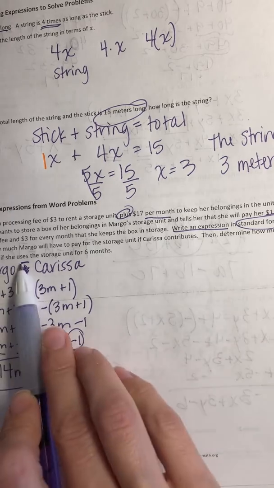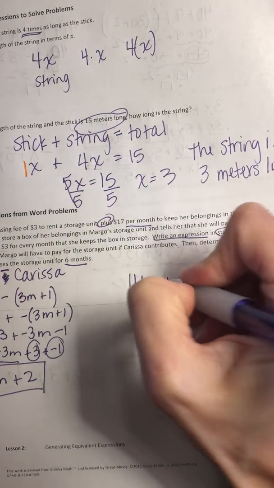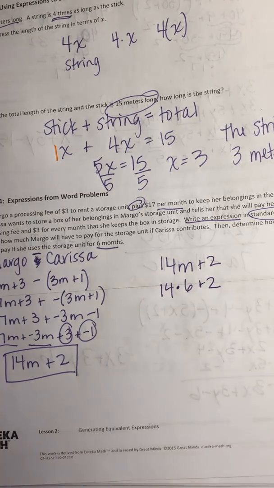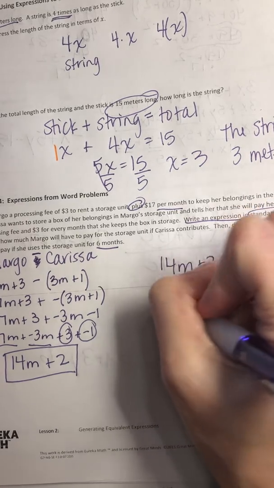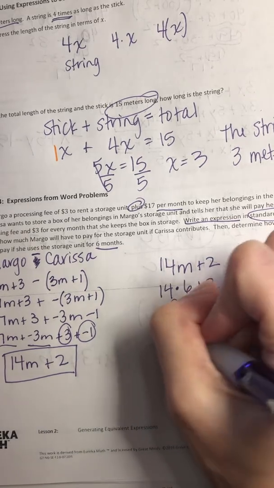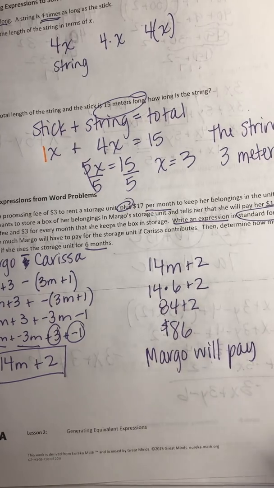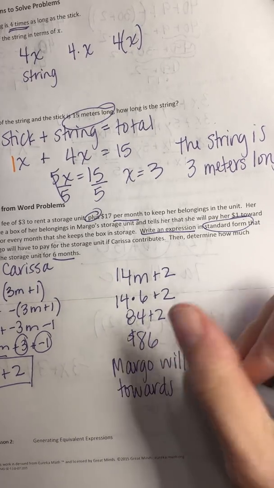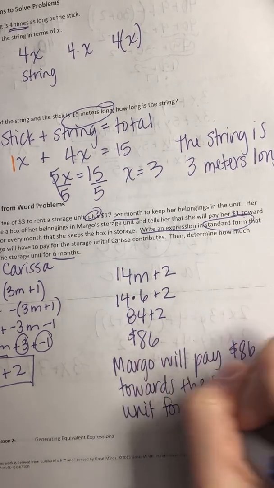Then determine how much Margot will pay if she uses the storage unit for 6 months. Well, remember M stood for months, so I'm going to do 14M plus 2. I'm going to fill in a 6 for M and use order of operations. Order of operations is do multiplication first. 14 times 6 gives us 84, and 84 plus 2 is 86. What does 86 mean? 86 is money, dollars. Margot will pay $86 towards the storage unit for 6 months.